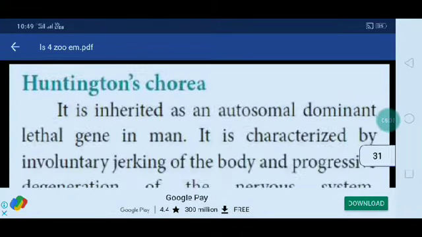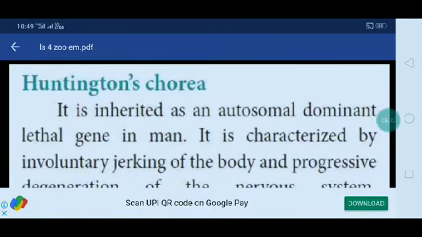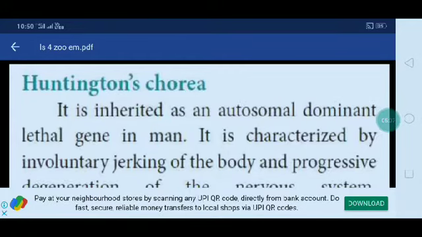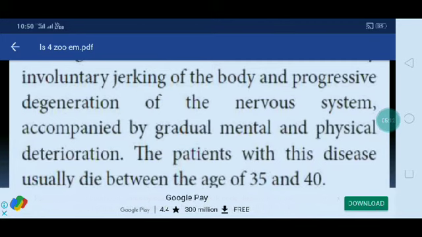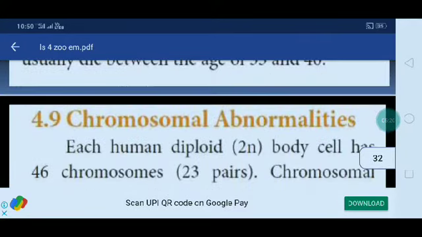Huntington's chorea is inherited as an autosomal dominant lethal gene in man. It is characterized by involuntary jerking of the body and progressive degeneration of the nervous system, accompanied by gradual mental and physical deterioration. Patients with this disease usually die between the ages of 35 and 40.